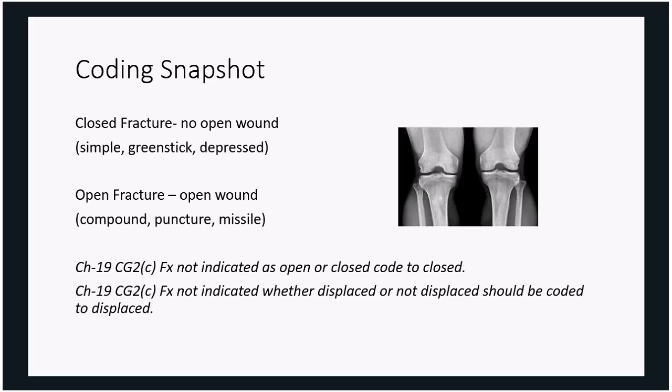Your Chapter 19 coding guidelines indicate that a fracture not indicated as open or closed should be coded to closed. A fracture not indicated whether it's displaced or non-displaced should be coded to displaced. If a fracture is displaced, it means the bone has cracked and the pieces are separated. So in other words, the bone breaks and it moves so the two ends are not lined up. In a non-displaced fracture, you have partial damage to the bone, and that damage is limited to a crack.